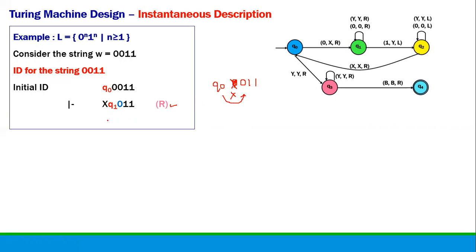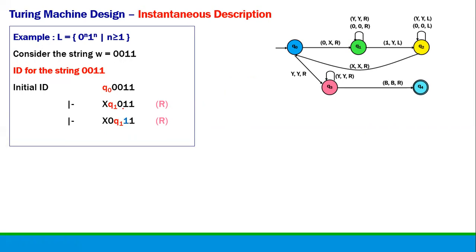Similarly, once I read the next 0, what is happening? I will not change state, but I just keep moving right. So X0, and it has moved right. Now I'm reading 1. Once it is 1, you are changing the state to q2, and we are moving left. Correct. So then it moves left.